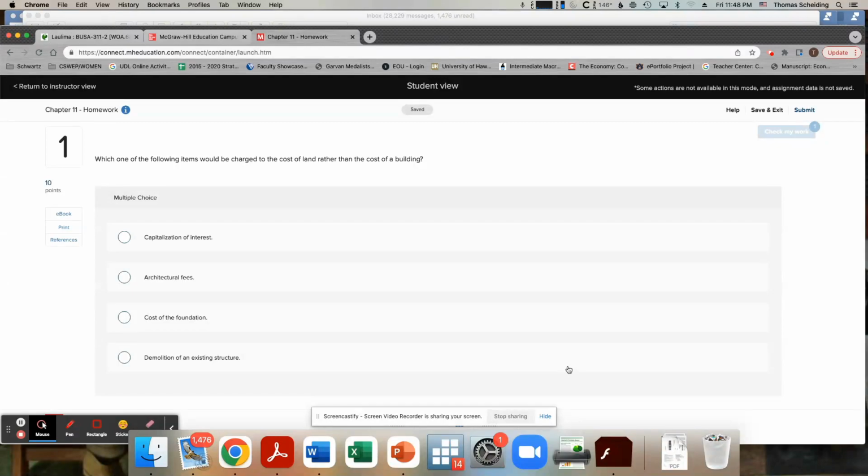So let's just start with capitalization of interest. In the case of capitalization of interest, that could actually be to both land and building, right? Because you'd have to borrow presumably money to buy the land as well as to build the building. So capitalization of interest could be to both, in all honesty. Architectural fees. No, those are clearly a building cost. Cost of the foundation, again, clearly a building cost.